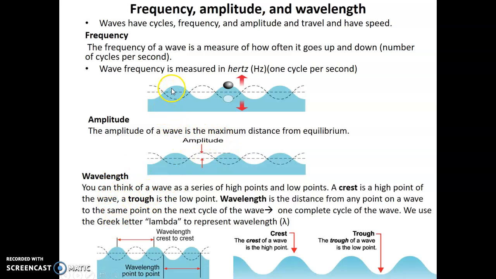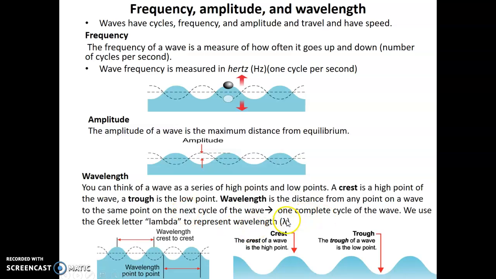So the longer the distance, the bigger the distance is from crest to crest, the lower the frequency is going to be. Okay, so the longer the distance here, the fewer cycles you're going to see in a 1 second time period. The closer the waves are together, the more cycles you're going to see in a 1 second time period.